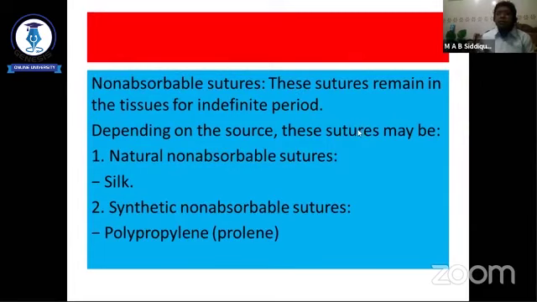Non-absorbable suture remains in the tissue for an indefinite period. Absorbable means it will absorb, but in non-absorbable suture, it may remain within the tissue for an indefinite period. Depending on the source, the suture may be natural or synthetic. Silk is the natural non-absorbable suture, and the synthetic ones are the materials used in our surgical practice.